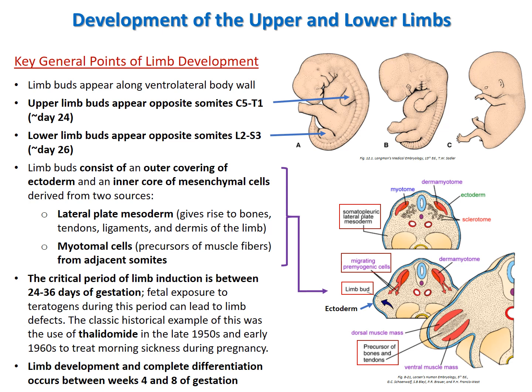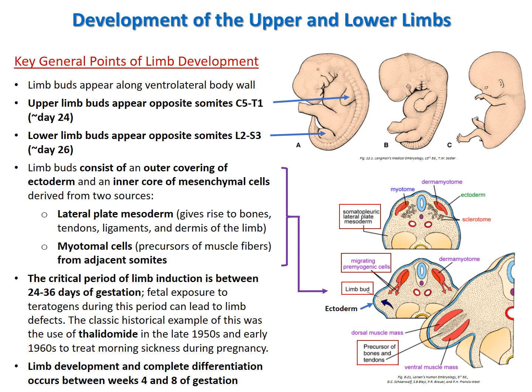Limb buds consist of an outer covering of ectoderm and an inner core of mesenchymal cells derived from two different sources, lateral plate mesoderm and somatic mesoderm. Lateral plate mesoderm gives rise to the bones, tendons, ligaments, and dermis of the limb. The muscles of the limb are derived from the myotomal cells, or precursors of muscle fibers, that migrate into the limb from adjacent somites.